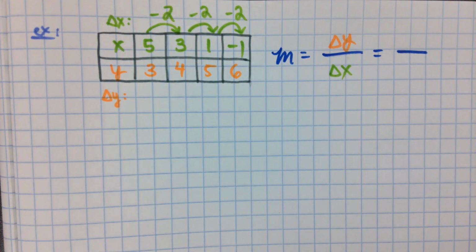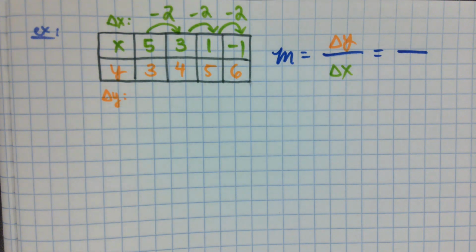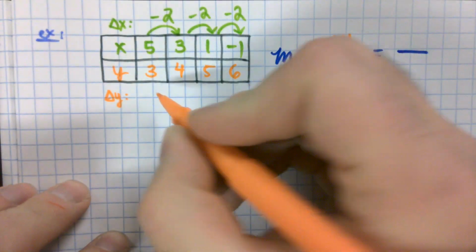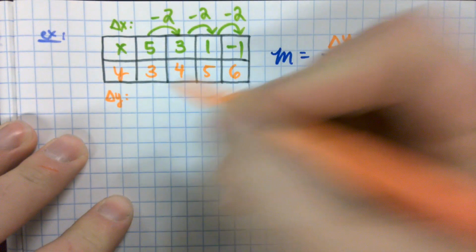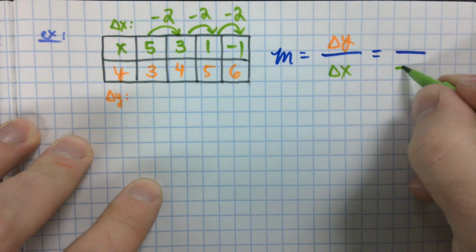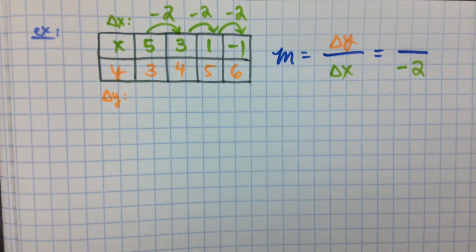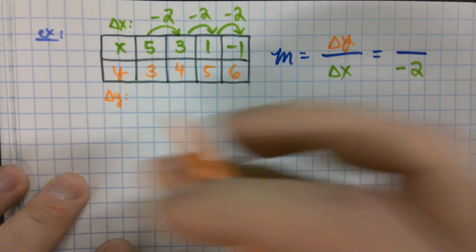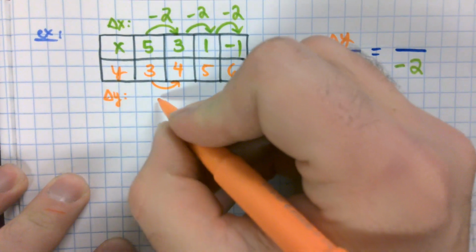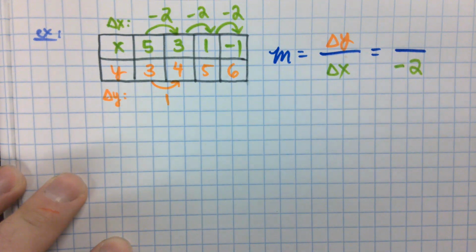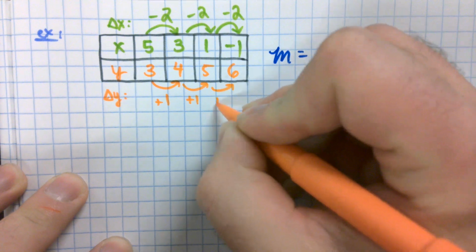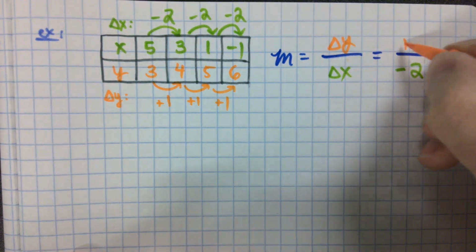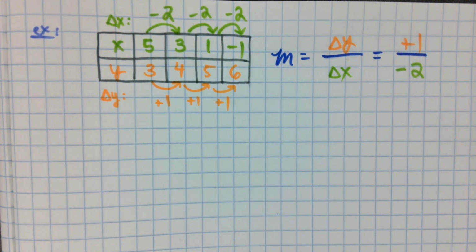Minus 2. You'll notice as you're going through this worksheet, it's always going to be constant. At least I hope. I'll double check and make sure, but I think it is. So our change in x, our denominator, is going to be negative 2. How do we get from 3 to 4? Plus 1. What about from 4 to 5? Plus 1. And from 5 to 6, plus 1. So our numerator is going to be plus 1, that change in y.